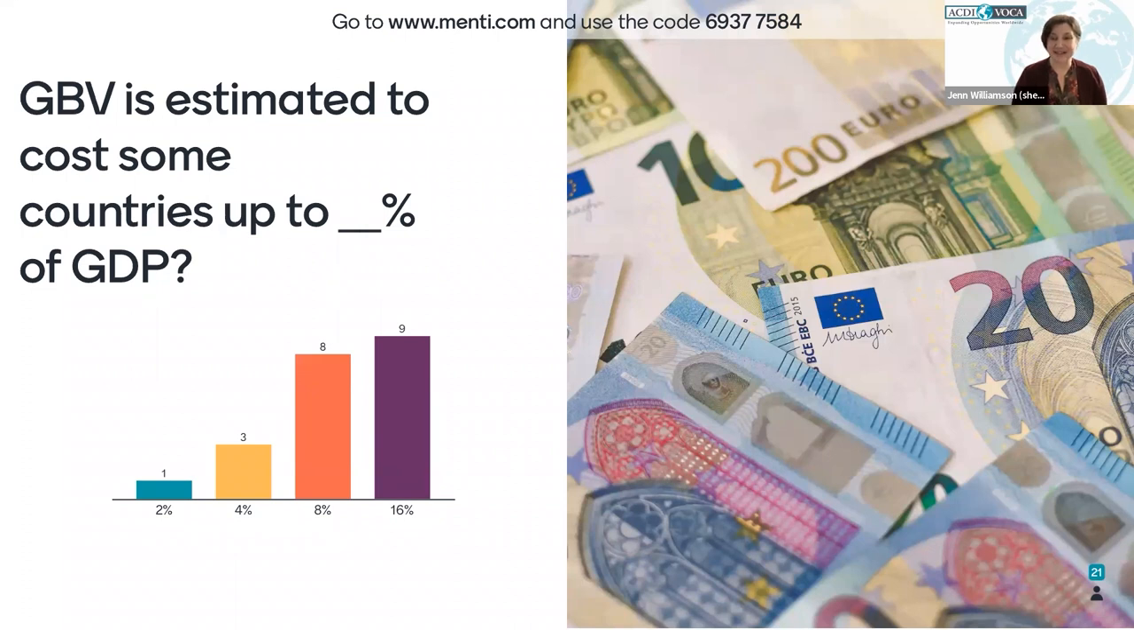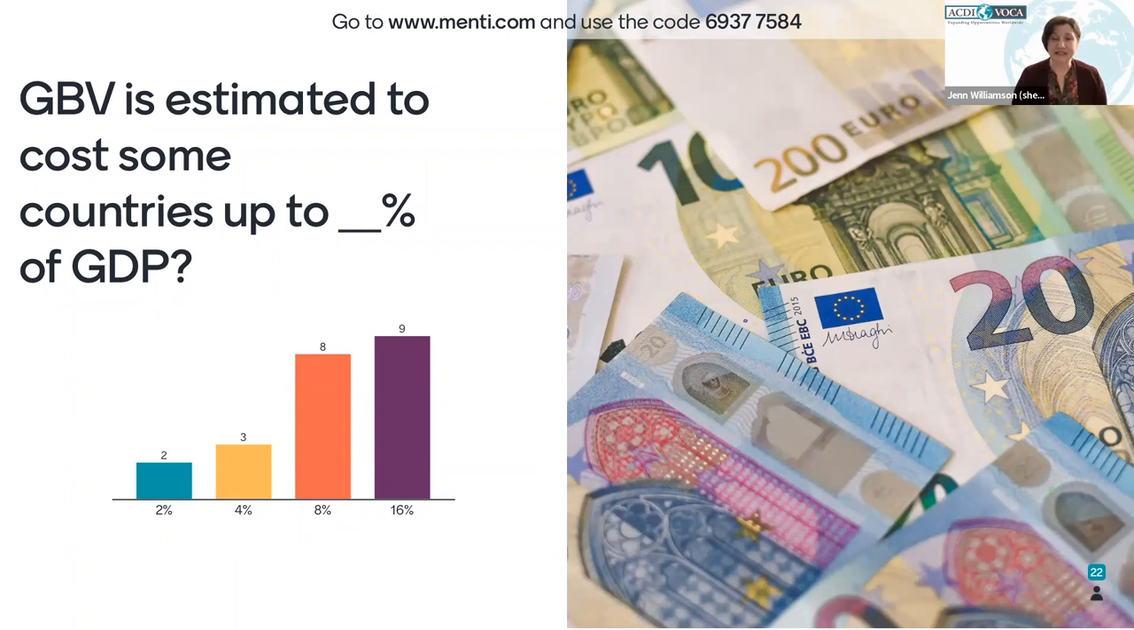All right, so the correct answer at this point in time is actually 2%, but I do see that we have quite a few responses that are on the higher end of that scale. Now, I will recognize that this data is a little bit on the older side, and we honestly don't know what current estimates are, especially with the impacts of COVID. COVID has significantly impacted countries' economic output, and COVID had a significant impact on causing rising rates of GBV, is what I want to say.